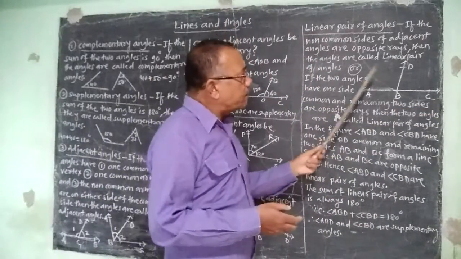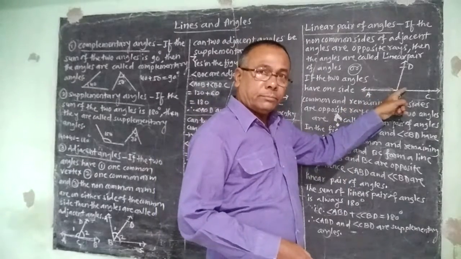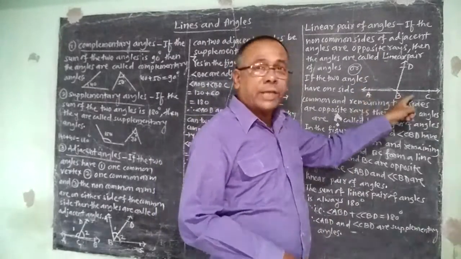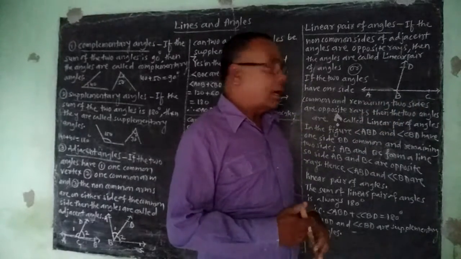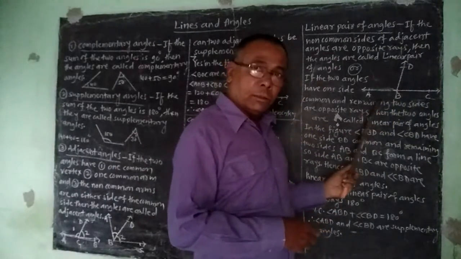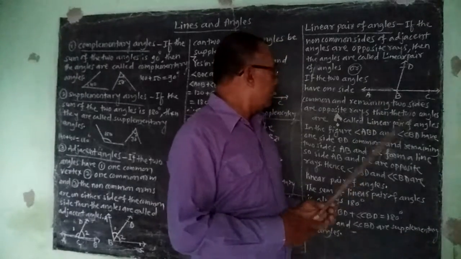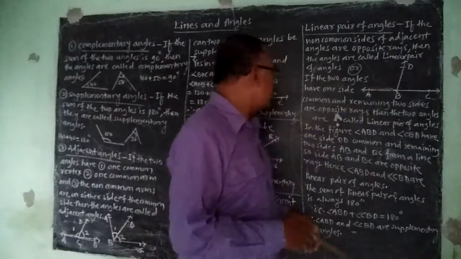So in this figure it is seen that though the two angles are adjacent angles, their non-common sides are opposite rays, and therefore the two angles are called a linear pair of angles.